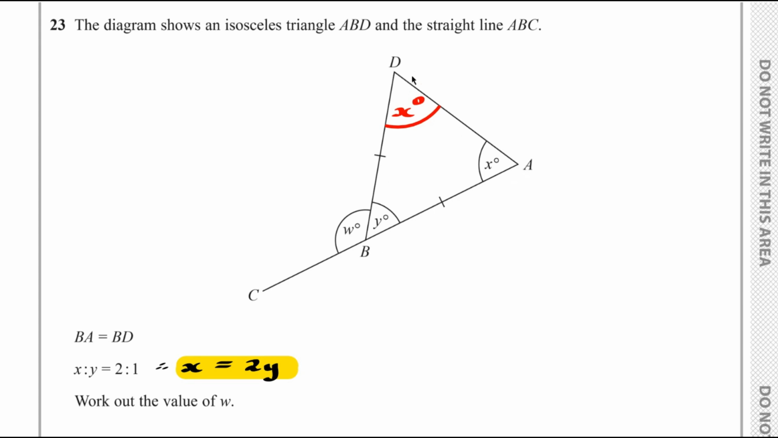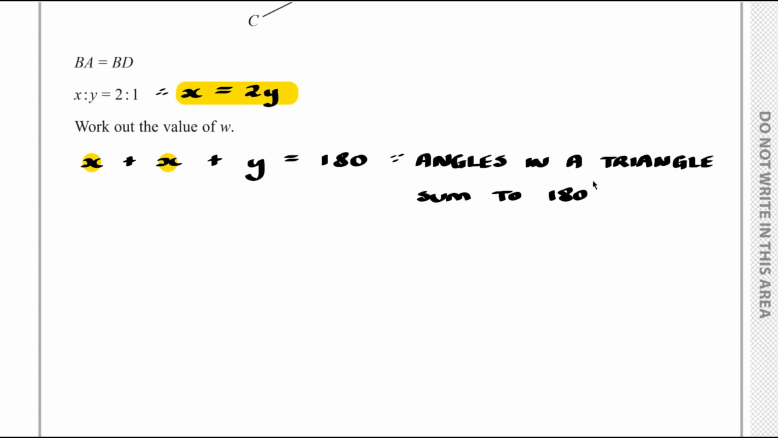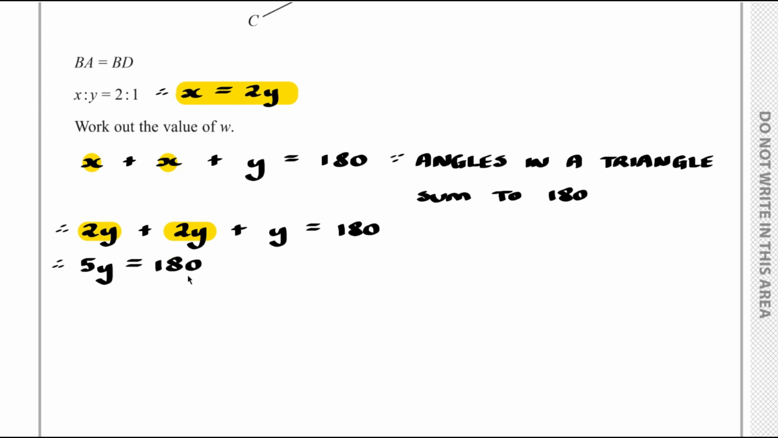And what we can also do is use the fact that angles in a triangle sum to 180. So we've got x plus y, which equals 180, and that's because angles in a triangle sum to 180. And knowing that x is equal to 2y, we have 2y plus y equals 180. So altogether then, you can see we have 5y, which is equal to 180, and dividing both sides by 5, you can see y is 36.